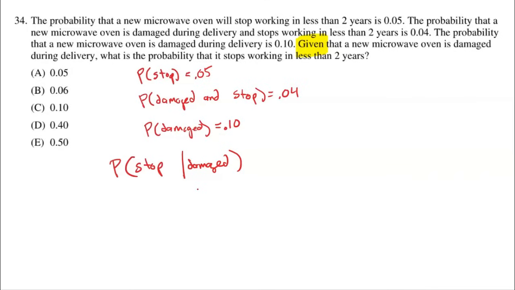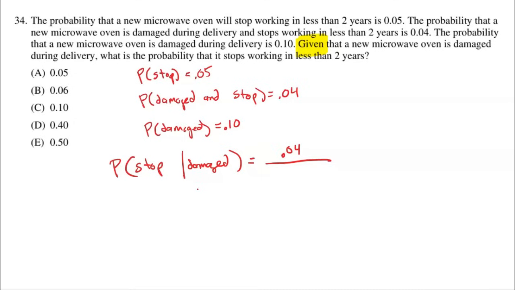Now, if it didn't give us the condition, if all the question said was what's the probability it stops working, well, then we'd be done. 0.05. That'd be the easiest question ever. But there was the condition attached. This is where that conditional formula that I talked about at the beginning of this video is going to come in huge. All right, in the numerator is the probability of both. The probability it stopped working and it's damaged. Well, I was already given that probability. That was 0.04. Again, that's your numerator, both damaged and stops working.